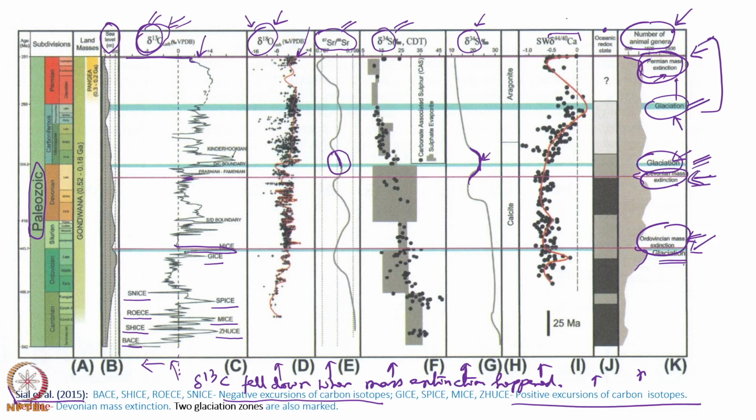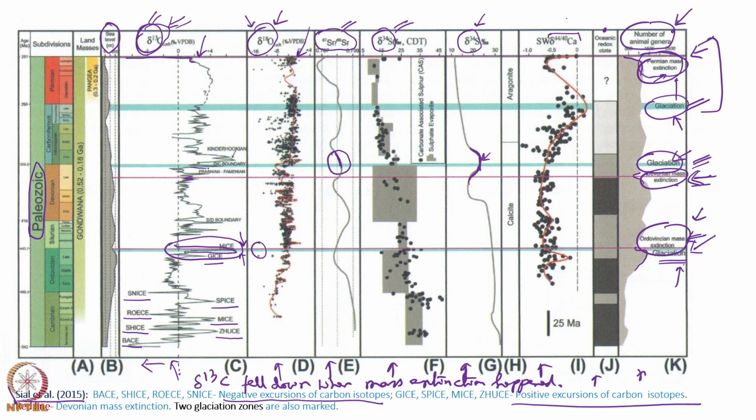What happens in case of the del 13C values? This is the place where the glaciation event is shown by the colored line and the mass extinction by the red line. Here is a fall, but now it becomes difficult to say whether this fall of del 13C is due to the glaciation event or due to mass extinction, because they have superposed.